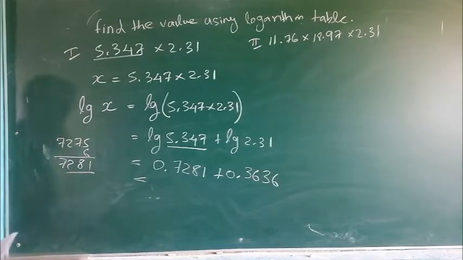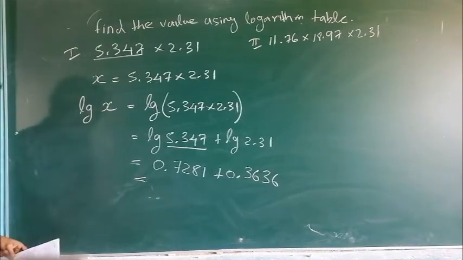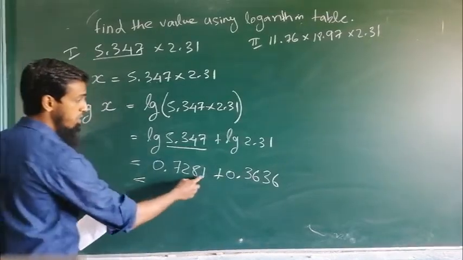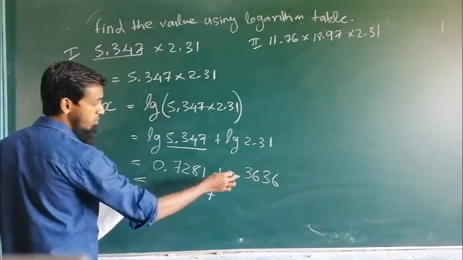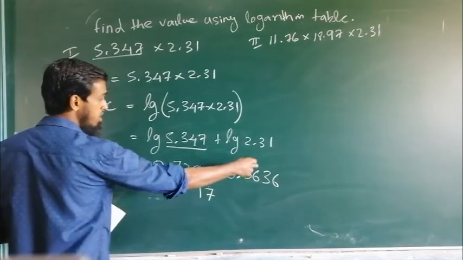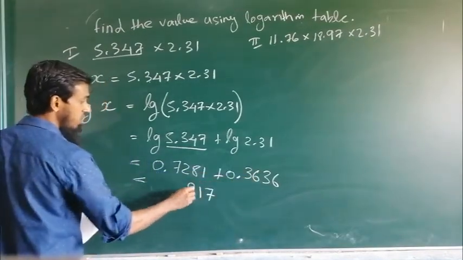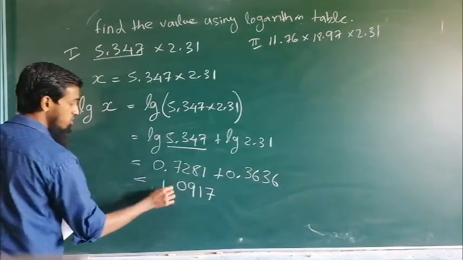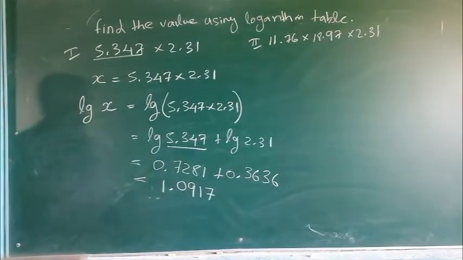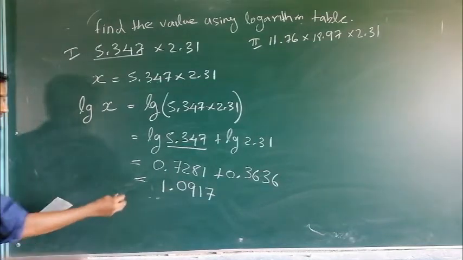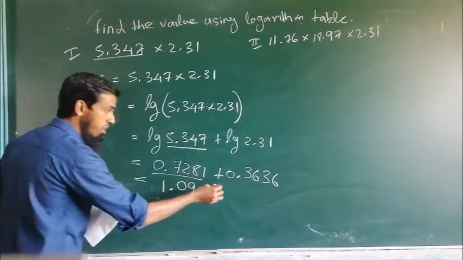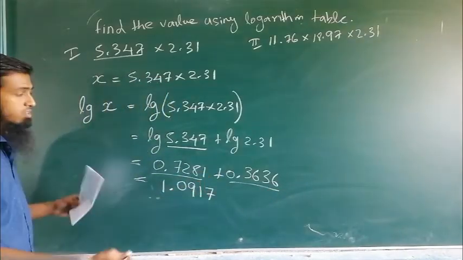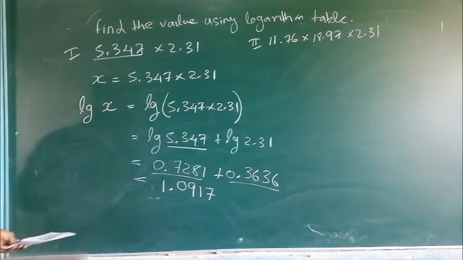So we found the logarithm of the given numbers and we have to add those numbers. So 1 plus 6 is 7, 8 plus 3 is 11, 1 remaining. So 7 plus 2 is 9. So 7 plus 3 is 10, 0, 1 remaining, that is 1.0917. So we look at the logarithm and we write the logarithm, and with the positive sign plus we have to add it. So we add the logarithm.